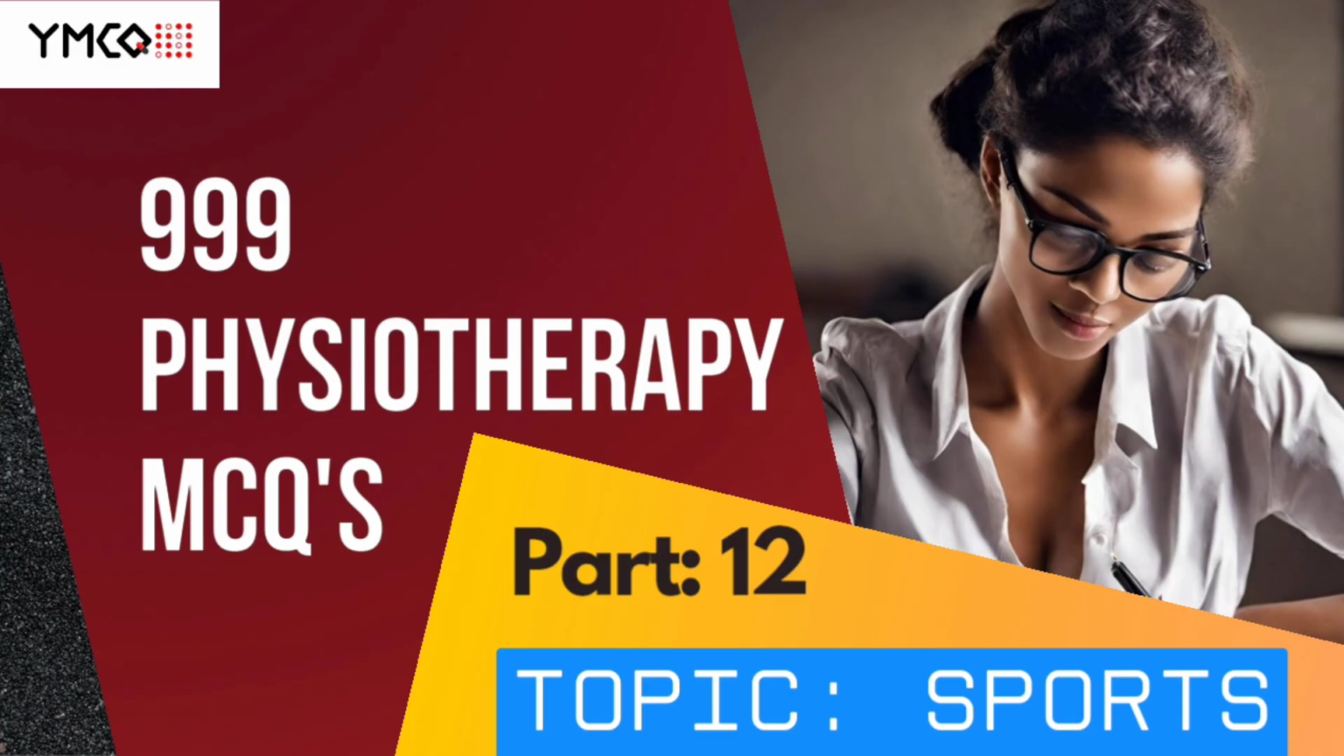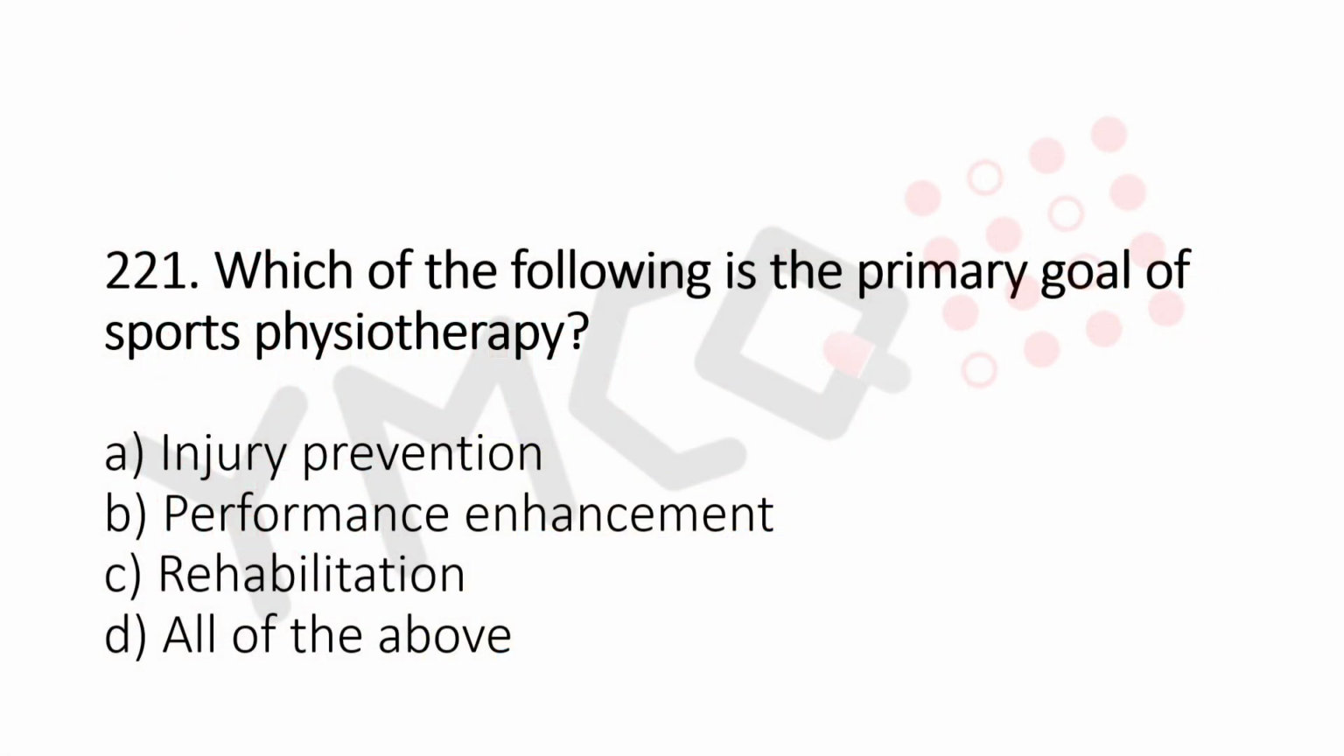Let's move to question number 221. Which of the following is the primary goal of sports physiotherapy? Option A, injury prevention. Option B, performance enhancement. Option C, rehabilitation. Option D, all of the above. And the answer is option D, all of the above.